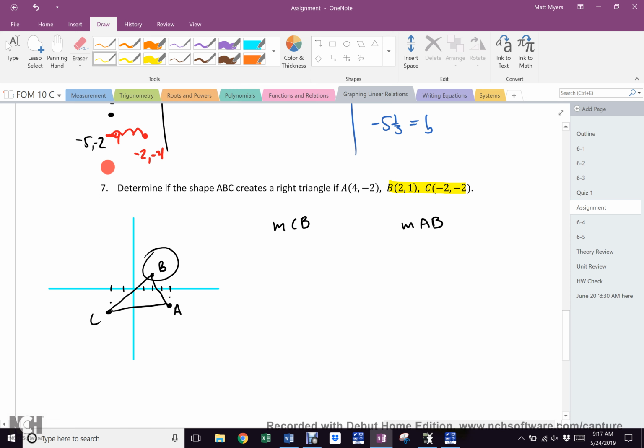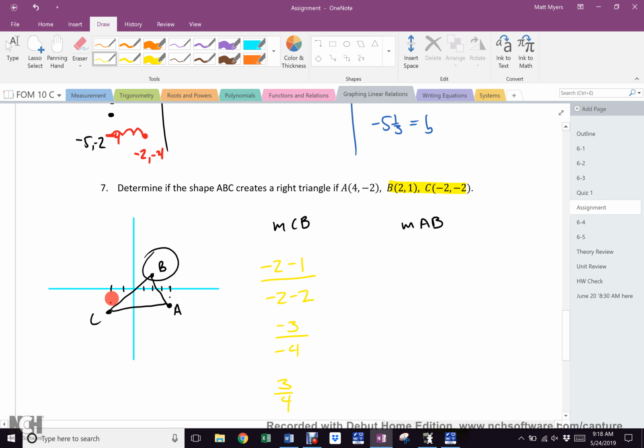Okay, so what's my x2 and my y2? You want -2 to be y2? Okay, so that means it is -2 minus 1 over -2 minus 2. Agreed? No, that's what he wanted to do. So let's check it. What is -2 minus 1? -3. What is -2 minus 2? -4. What do two negatives give me? 3/4 is CB's slope. Everybody cool?